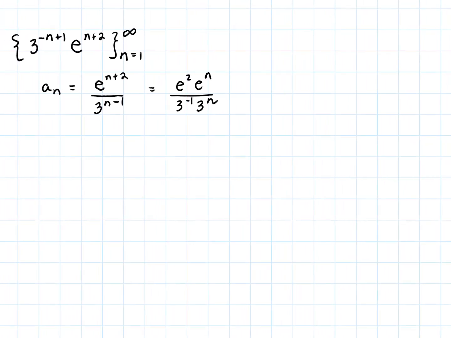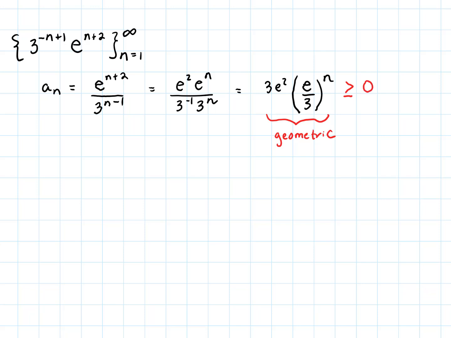Continuing to simplify a smidge more, that's the same as 3e squared times the ratio e over 3 to the nth. And if we take a look at that, that is clearly a geometric sequence. Notice here that this is always greater than or equal to 0. It's actually not even ever equal to 0.